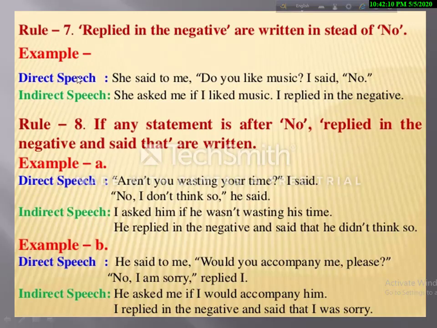Okay, now it's rule 7. Replied in the negative, I have already said. For no, or instead of no, you will have to write replied in the negative, and if there is another sentence followed by no, you will have to write and said that after replied in the negative, and these two rules are written here in rule 7 and rule 8.